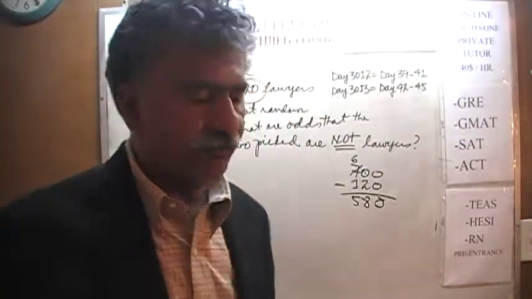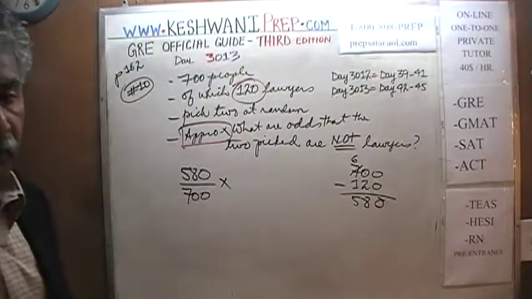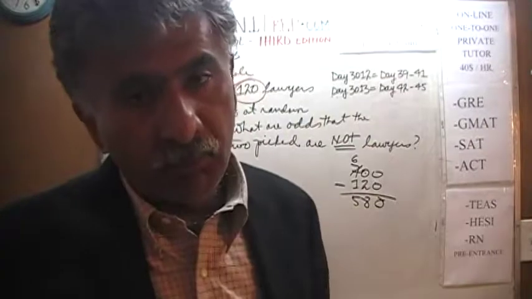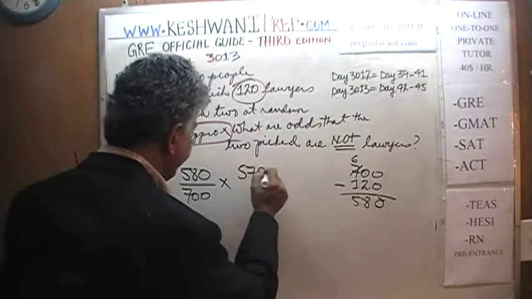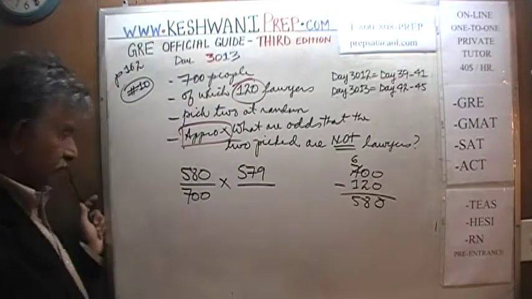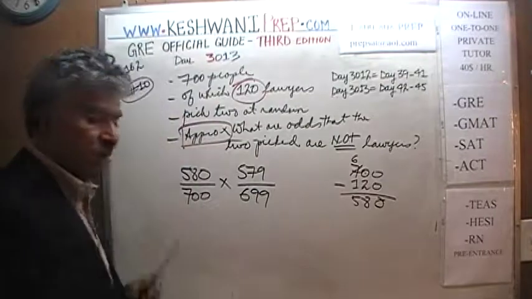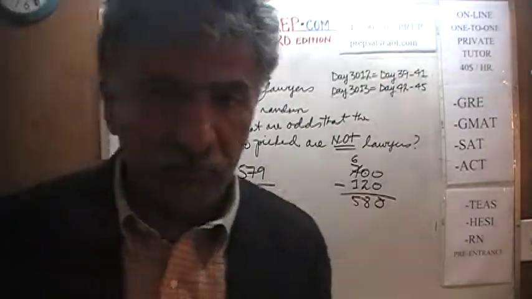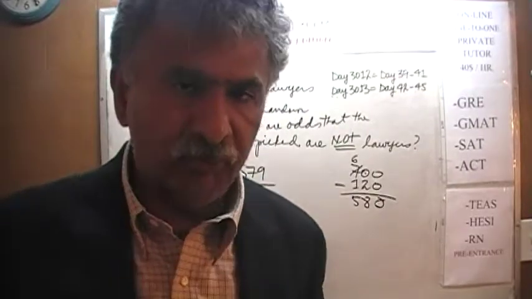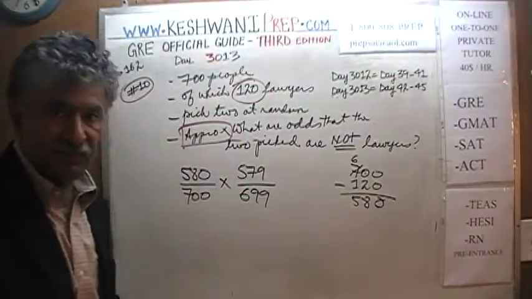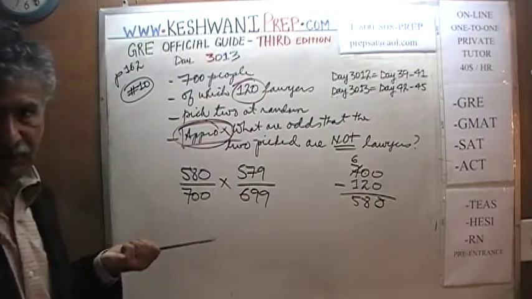Let's pick one more. By the time you want to pick the second one, we no longer have 580 people in the room who are not a lawyer, because we already picked one. We only have 579 left. Out of how many? We already picked one person. This is without replacement. They don't say it, but it's assumed. We're going to pick the person and not push him back in the room. He's already picked. Those are the odds. That's it. We're done. And they're looking for the approximate answer.